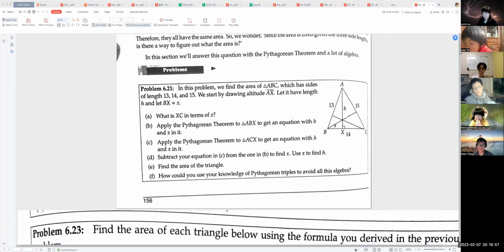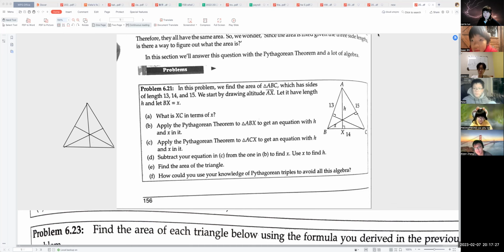Okay, so everybody, there's a very important thing. If you make the height, or altitude, of each base, the center will be inside the triangle. If you have an isosceles triangle, this one will be exactly in the center. Get it?